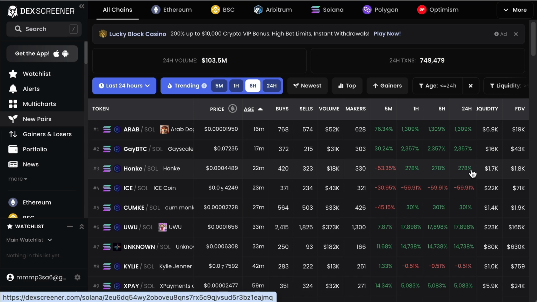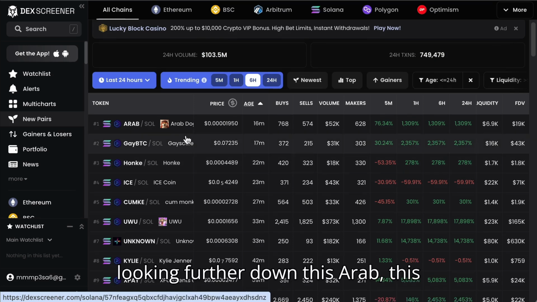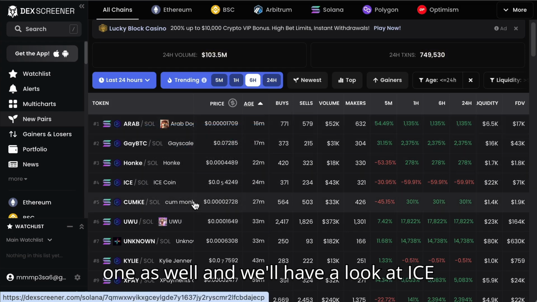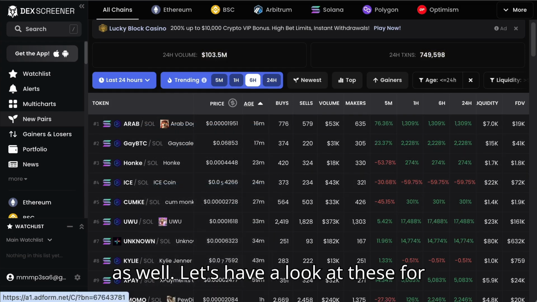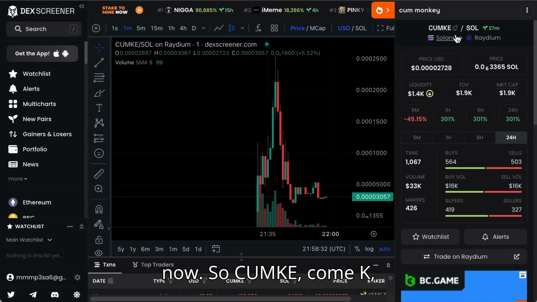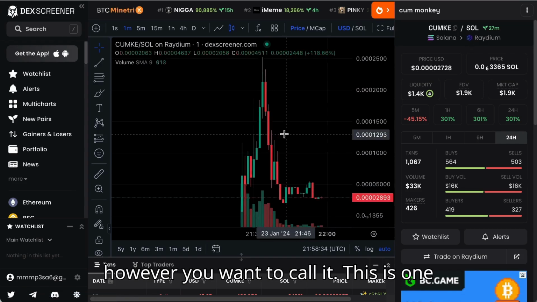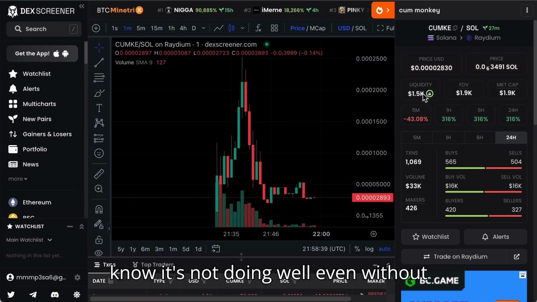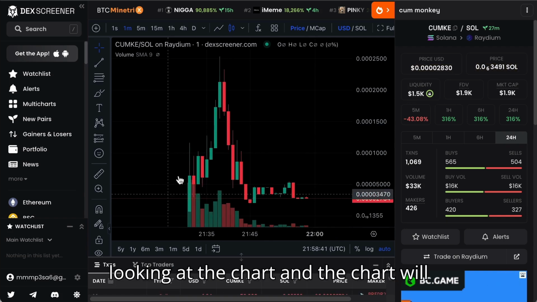And looking further down, this Arab, this one's brand new, so we don't know about this one. So we'll have a look at this one as well. And we'll have a look at ICE as well. Let's have a look at these for now. So CUMKE, CUMK, however you want to call it. This is one that's just launched, and I already told you the liquidity looks really low. So I know it's not doing well even without looking at the chart. And the chart will confirm.